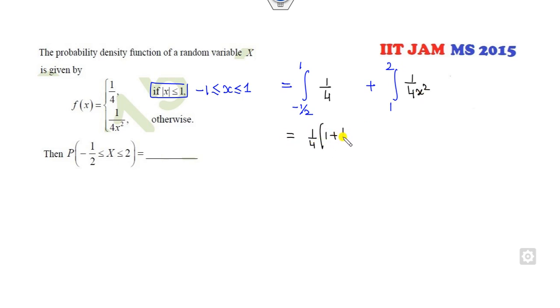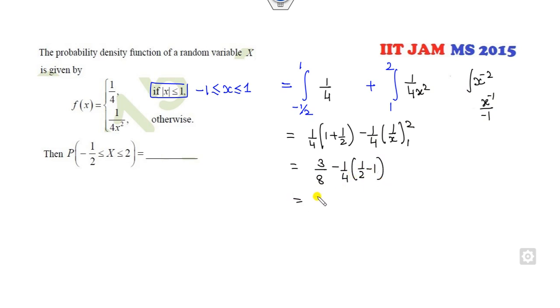So it is 1 plus 1 over 2 minus 1 over 4 outside, and it is 1 over x, because what is the integration of this? It is x raised to power minus 1 over minus 1. So can you solve this integration? It's 3 over 2. So it's 3 over 8 minus 1 over 4 times (half minus 1). So half minus 1 is minus half, so it is plus 1 over 8. So 4 over 8, which is 1 over 2, is the right answer of this problem. You can see how many seconds you need to solve this problem.